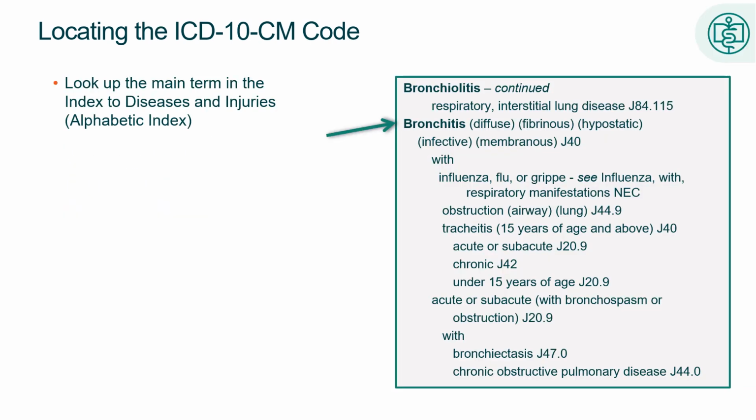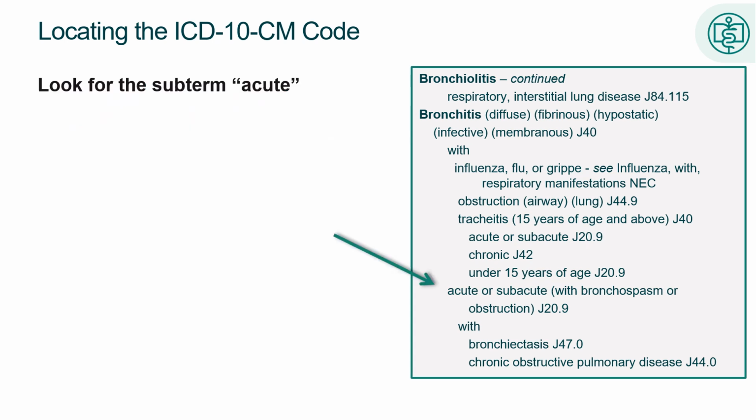Going back to our example of bronchitis, if we were to look up bronchitis in the alphabetic index, we would see here the parentheses, which we learned earlier were the non-essential modifiers, followed by indentations, leading us to a more accurate and highly specified coding selection. Because our documentation stated it was acute bronchitis, we would go from bronchitis and look indented to acute or subacute, and that would lead us to the correct code of J20.9, which we would then confirm in the tabular list.